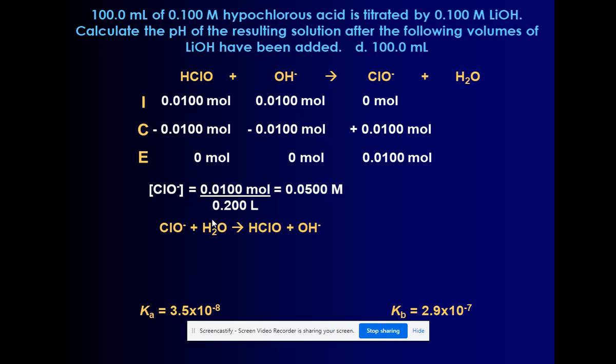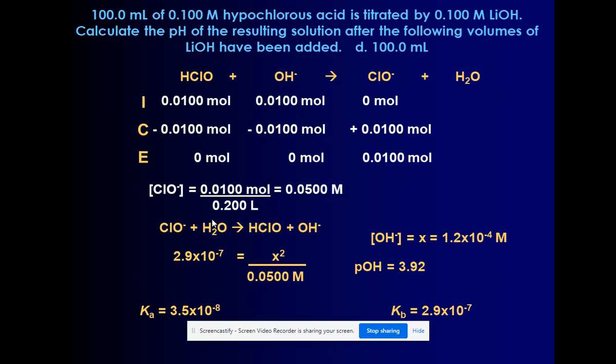Now that I know Kb and I know the concentration of ClO minus, I can solve for the hydroxide concentration. Again, the concentration of ClO minus and the Kb are far enough apart from one another in powers of 10 that you should be able to disregard the change in concentration of ClO minus. And when you solve for X, you get that hydroxide is 1.2 times 10 to the negative 4th molar. The pOH would be the negative log of that value, 3.92, and 14 minus that would give me my pH. Again, at this point, I'm at the equivalence point. I only have base present. I would expect the pH to be basic, and indeed it is.